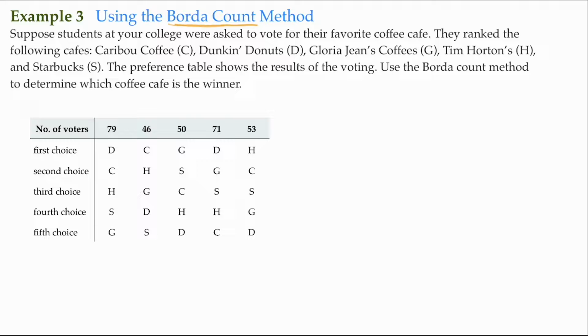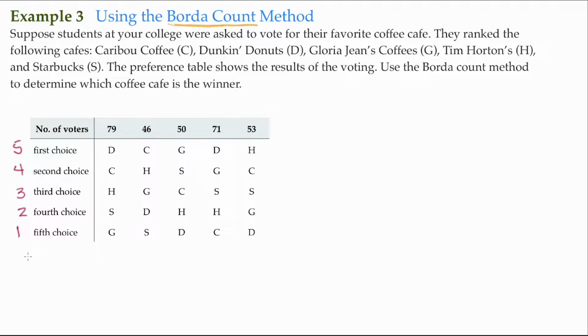Now, when using the Borda count method, we assign points to the different rankings. The higher the ranking, the more points are assigned to that rank. So since we have 5 choices here: Caribou Coffee, Dunkin' Donuts, Gloria Jean's, Tim Hortons, and Starbucks, for the first choice, I'm going to assign 5 points. And then I'm just going to count down as we go down between the lower choices. So the second choice, I'll assign 4 points. Third choice, I'll assign 3 points. Fourth choice, I'll assign 2. And then for the fifth choice, I will assign 1 point to that ranking.